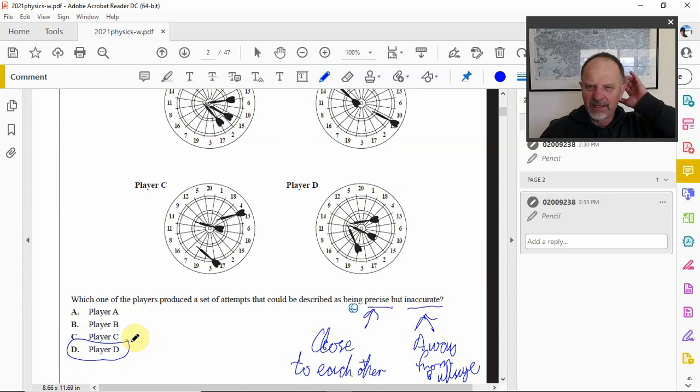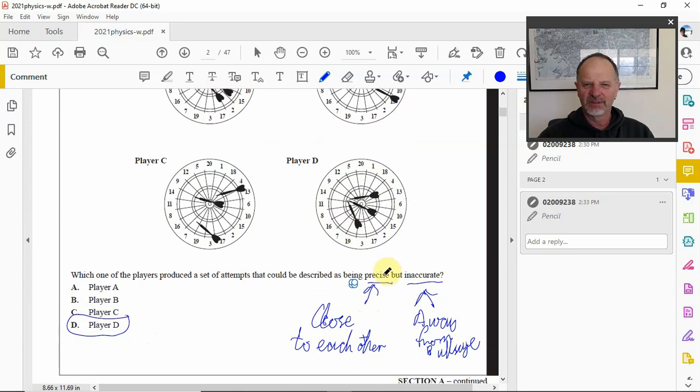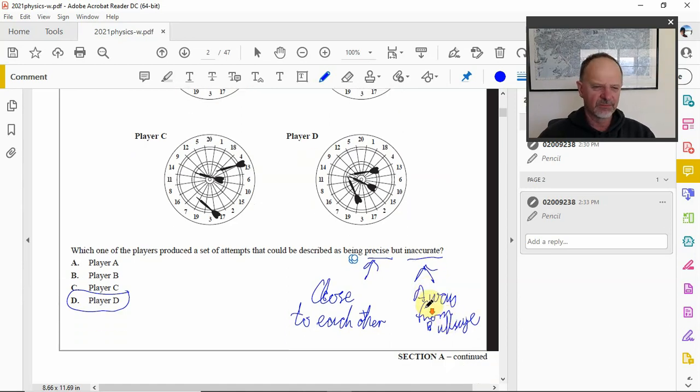All right, so you need to know what those particular terms actually mean. Precise is close to each other. Inaccurate means it's away from ideally what you're after, in this case, the bullseye.